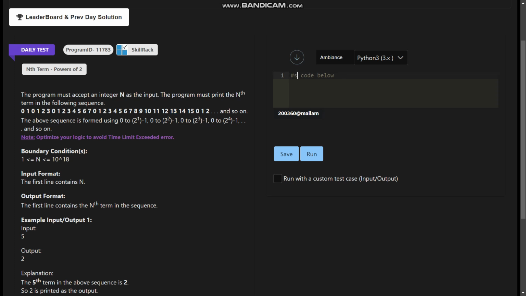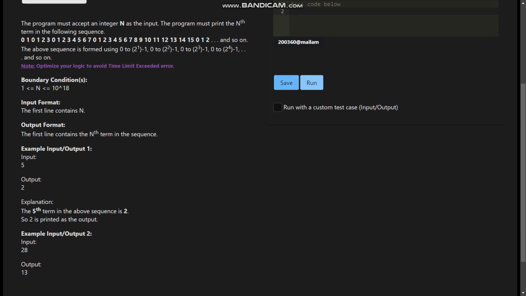Let's change this. N equal to int of input. We got the n, then we have to find that term. So I'm going to use a while loop, with length equal to 0.